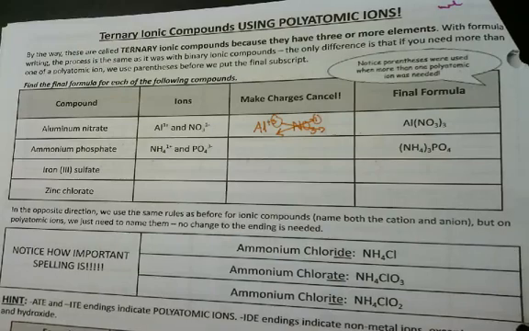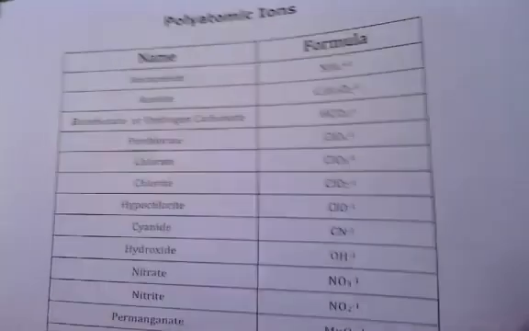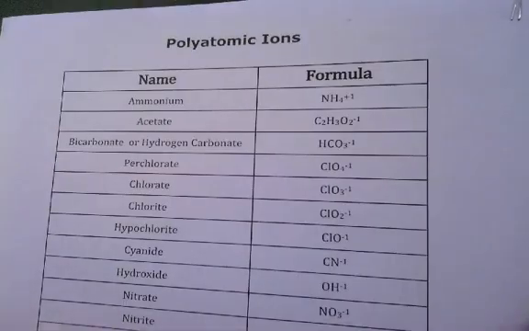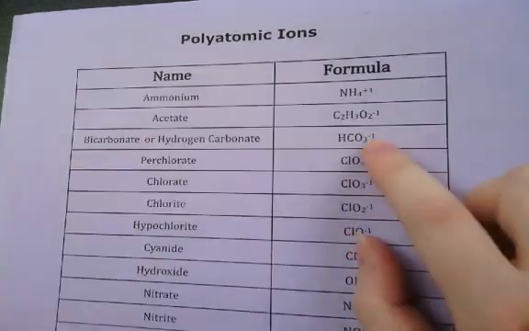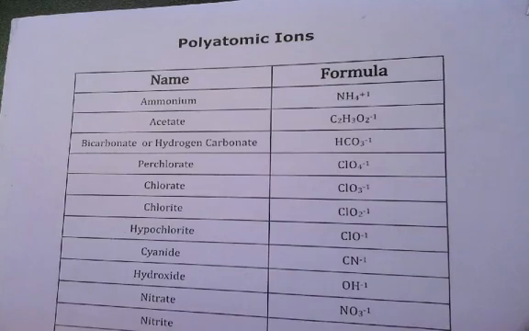Now, you might be wondering, what the heck are these polyions? Well, if you look at your formula chart, on the very back, you have a list. These are polyatomic ions. A polyatomic ion is a compound made up of nonmetals. So instead of just having a single nonmetal, you have a couple of them, and they all have a charge. And you're going to use that charge to cancel it out just like you would any normal nonmetal.